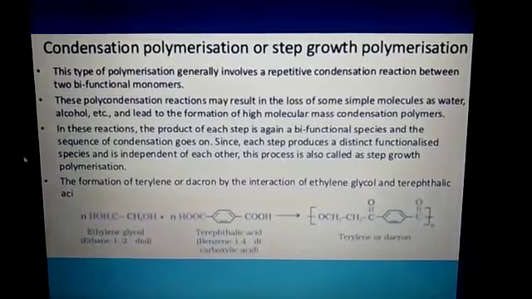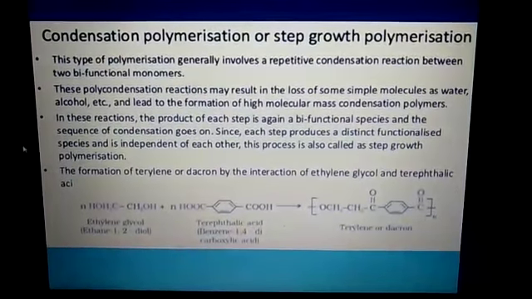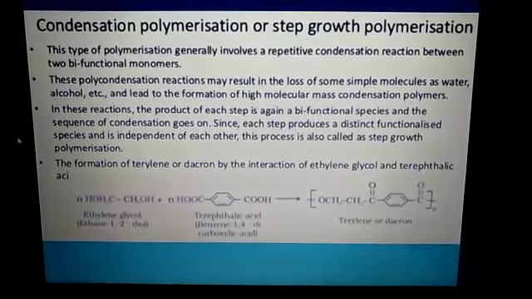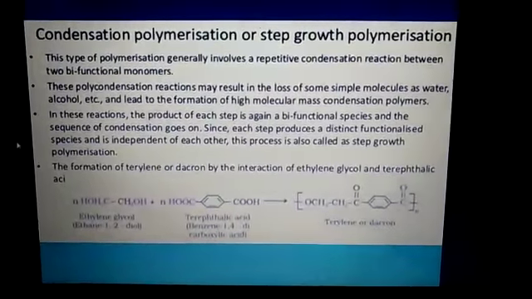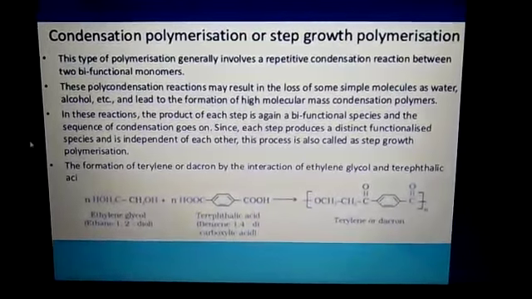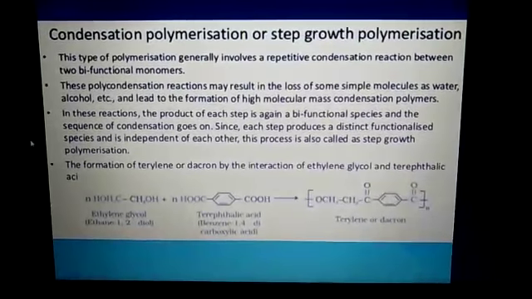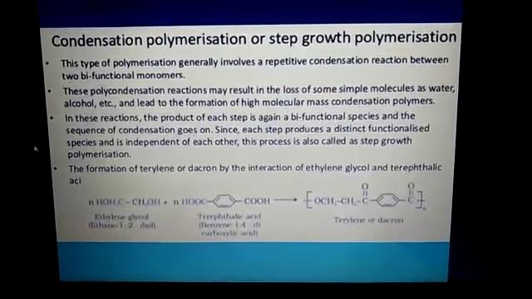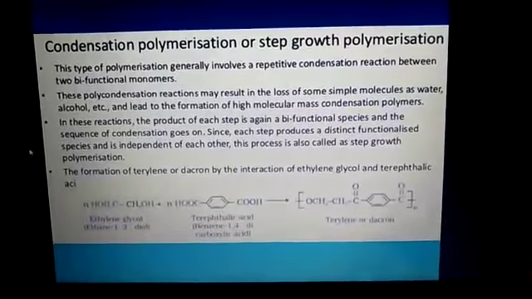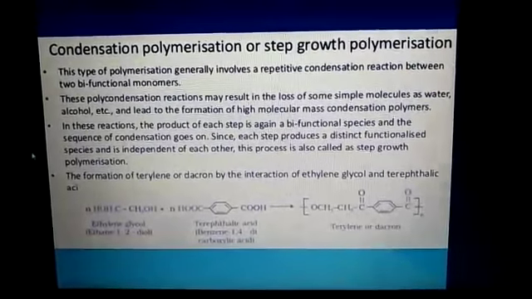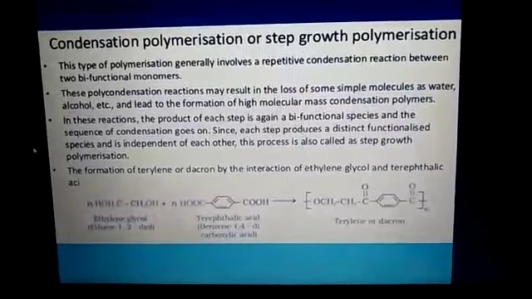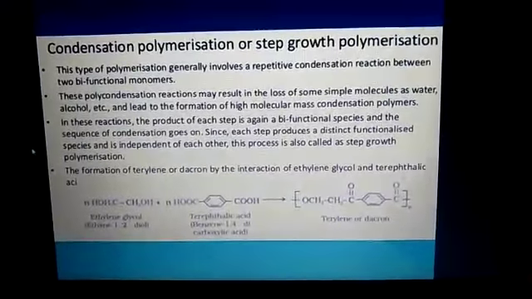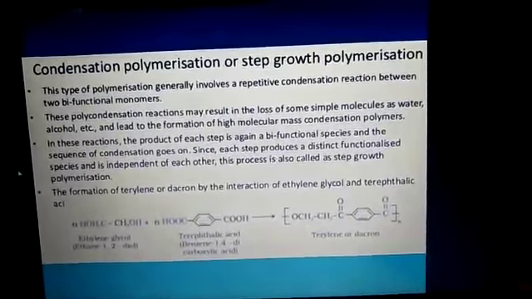Next, we will get the condensation polymerization or the step growth polymerization. In this case, we have to study about the formation of polyesters like terylene. Now terylene is a polymer which has ester linkages, therefore we call it a polyester, and it is prepared by the condensation polymerization of diacids with diols. Here we are taking ethylene glycol and terephthalic acid.